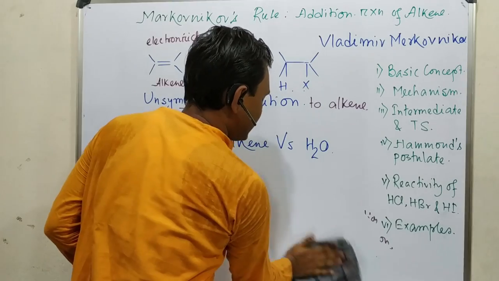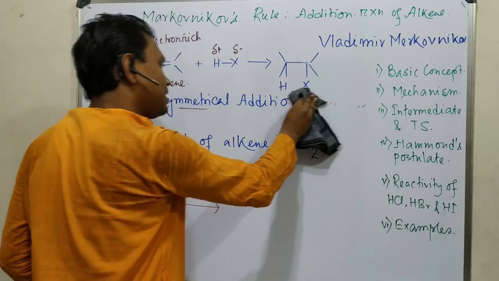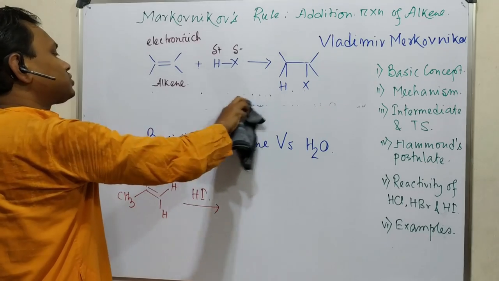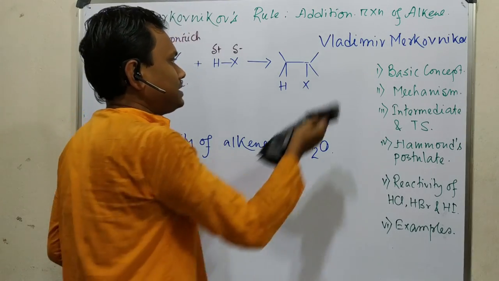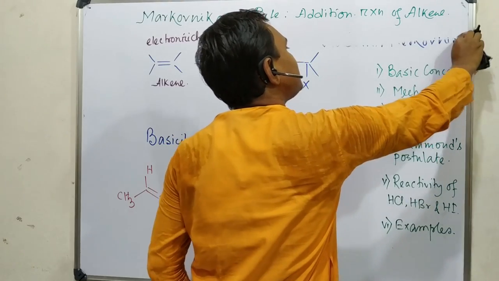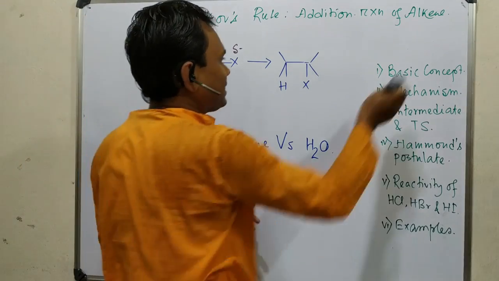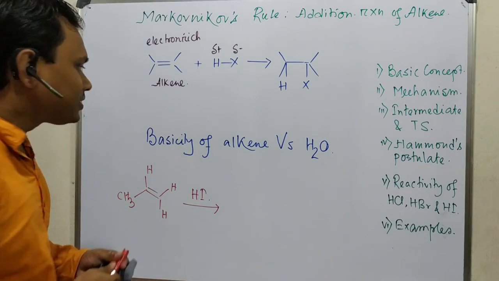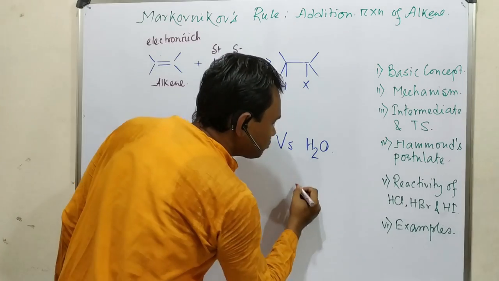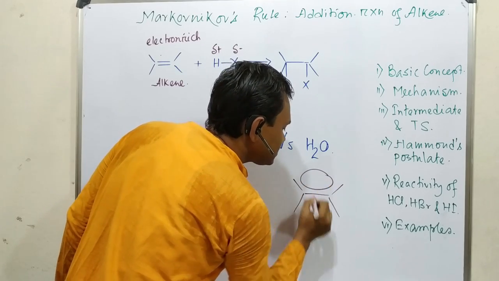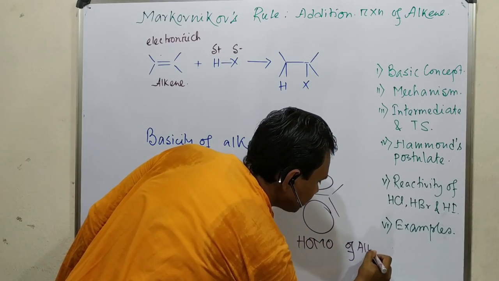In order to understand that, we first need to understand the basicity of alkene versus water. Why? Because what type of HX solution will we use? Generally, this hydroacid comes as an aqueous solution, for example aqueous HCl, aqueous HBr, aqueous HI. What we use will mainly depend on the reactivity of alkene. It means there is a competition between alkene and water. Alkene reacts through its HOMO. How does this HOMO look like? This is the HOMO of alkene. Keep it in mind.